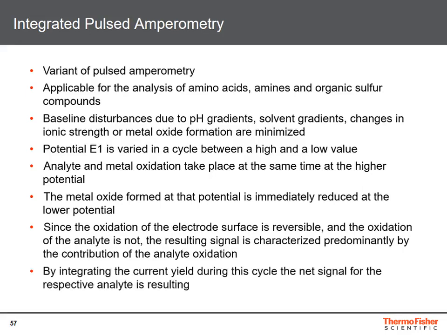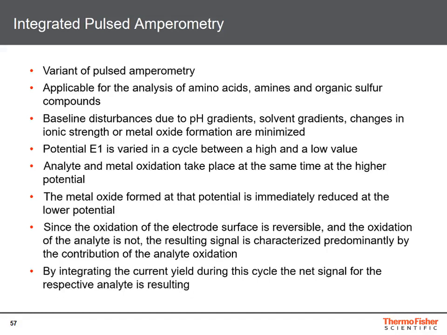The third variant of amperometry is integrated pulse amperometry. This technique is applicable for the analysis of amino acids, for amines in general, and for divalent organic sulfur components. The biggest difference in comparison with pulse amperometry is that the oxidation potential E1 is varied in a cycle between a high and a low value during data acquisition.